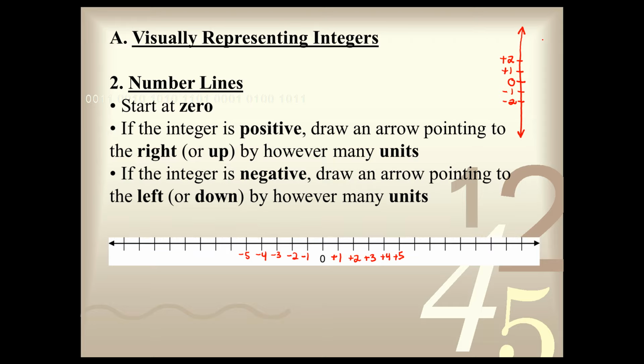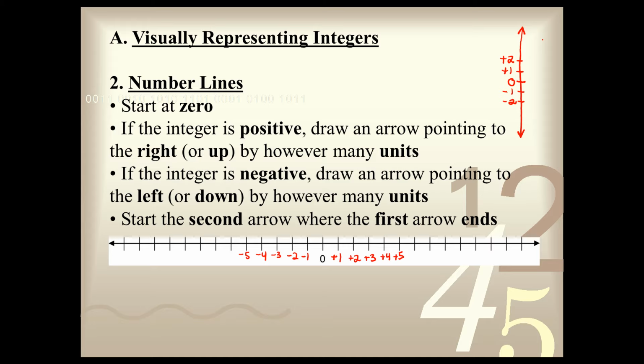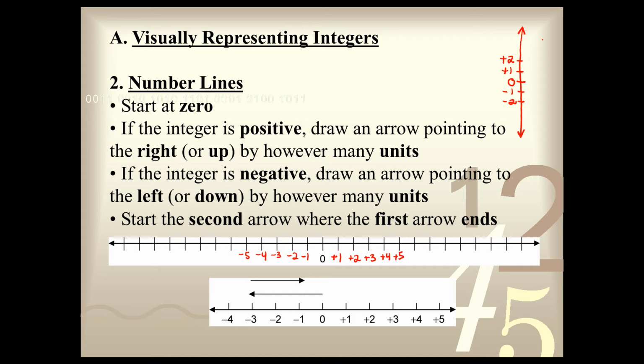When we add the second integer, we need to start a second arrow at the place where the first arrow ends. Just to show you an example right here, I have a number line and a couple of arrows representing integers. The first integer would be the one that is starting from the origin. So that's going to be this one, the starting point right here.